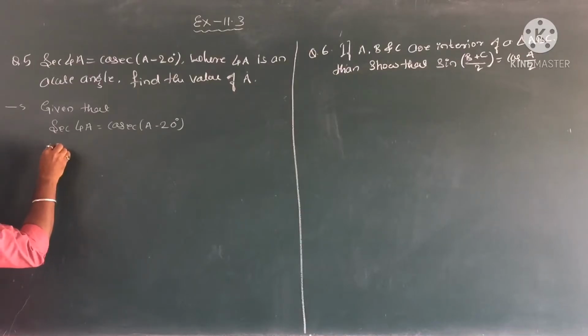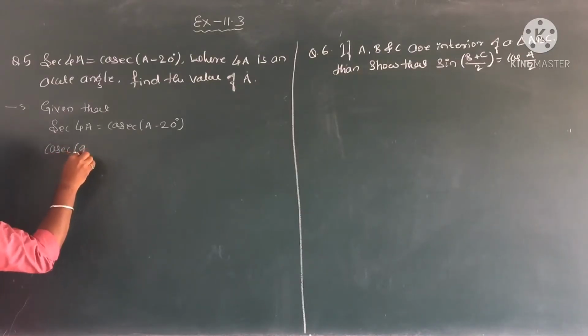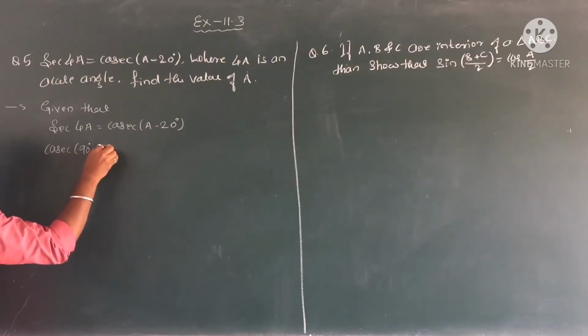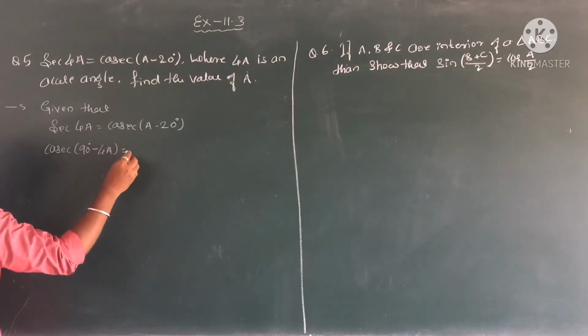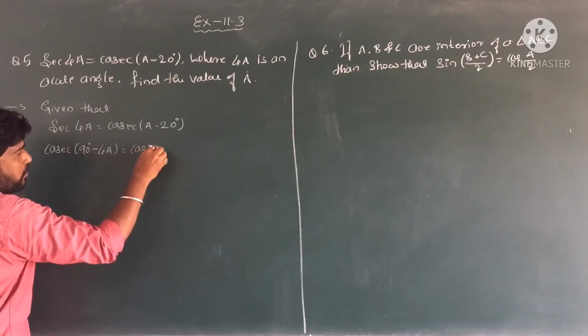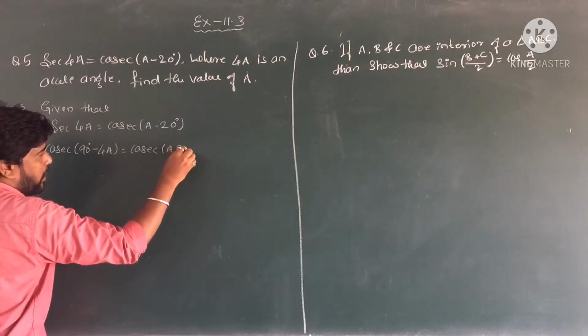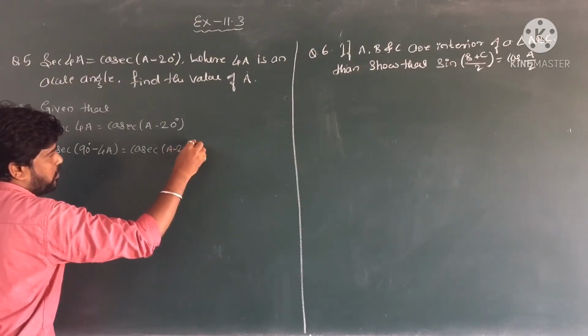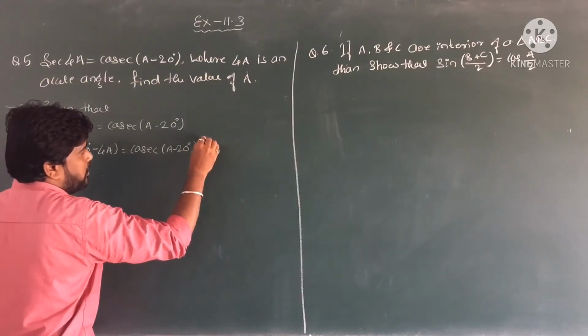So write down here: cosec (90 minus 4a) is equal to cosec (a minus 20). So this is the right way.